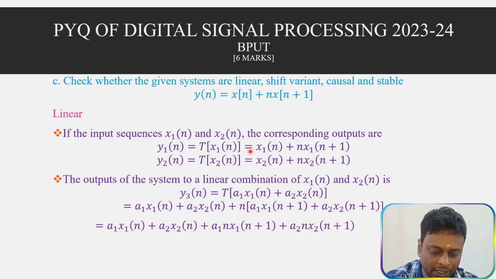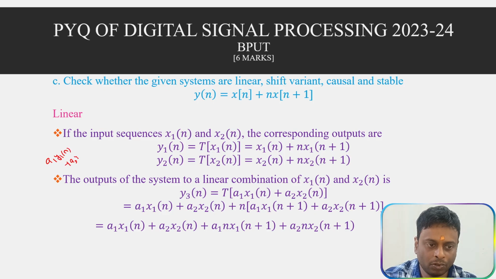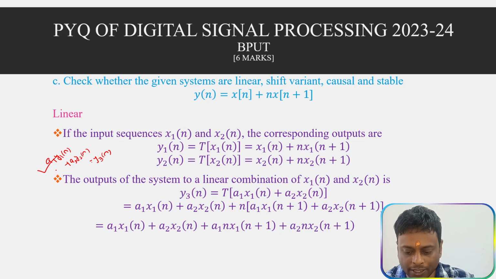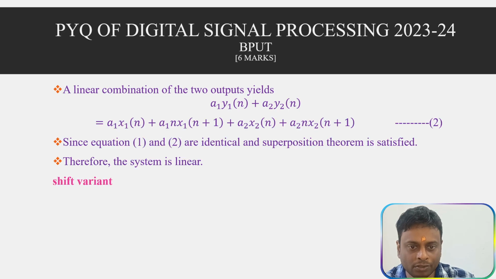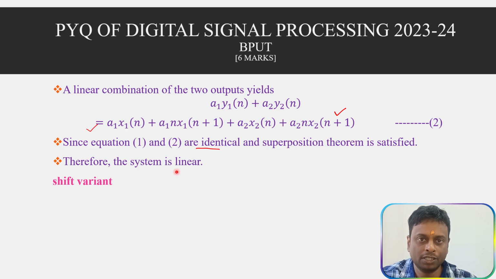The system is called linear if a1 y1 of n plus a2 y2 of n equals y3 of n. If this condition is satisfied, the system is linear. Now what is a1 y1 of n plus a2 y2 of n? This one is this one. In this case y3 of n also has this term. Because equations 1 and 2 are identical and the superposition theorem is satisfied, the system is called a linear system.